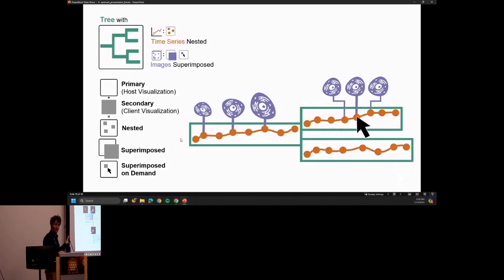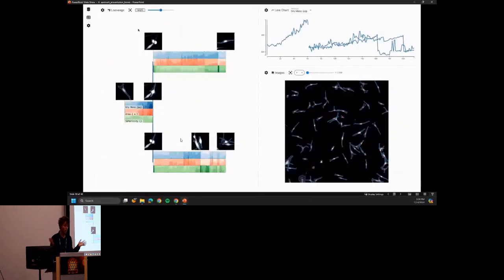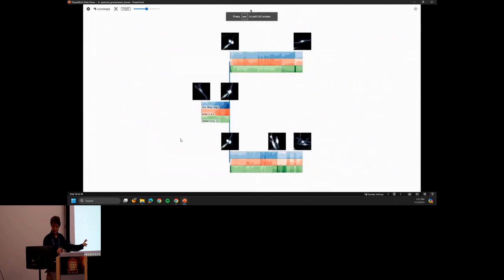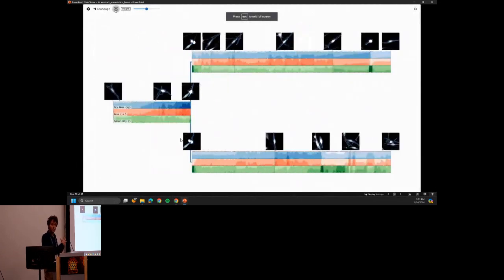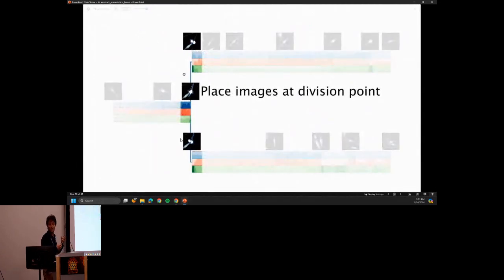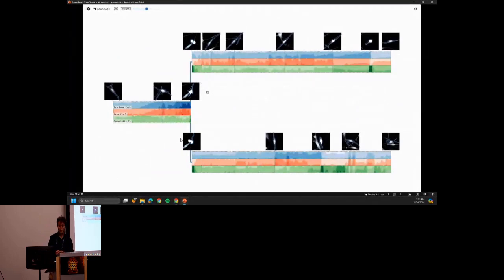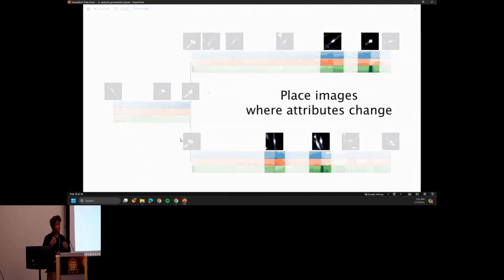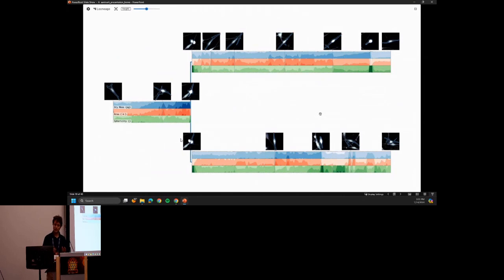So let me take a minute here and switch to our actual system and demonstrate what this looks like for us. What you're seeing here are 3 composite visualizations. To begin, I'm going to look at just this one on the left-hand side. This is our tree first visualization. And if I expand this, we can see the time series in these colorful ribbons, and then the images are automatically placed at key points. So this could be where the cell divides, or where those attributes are changing very quickly in a short period of time.